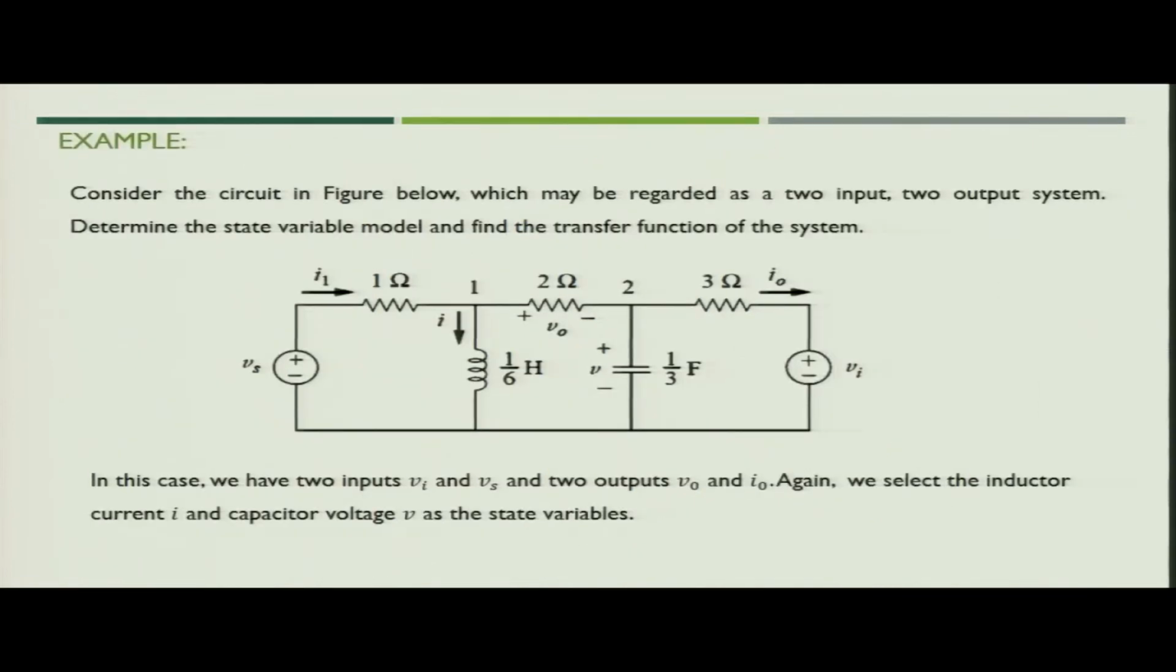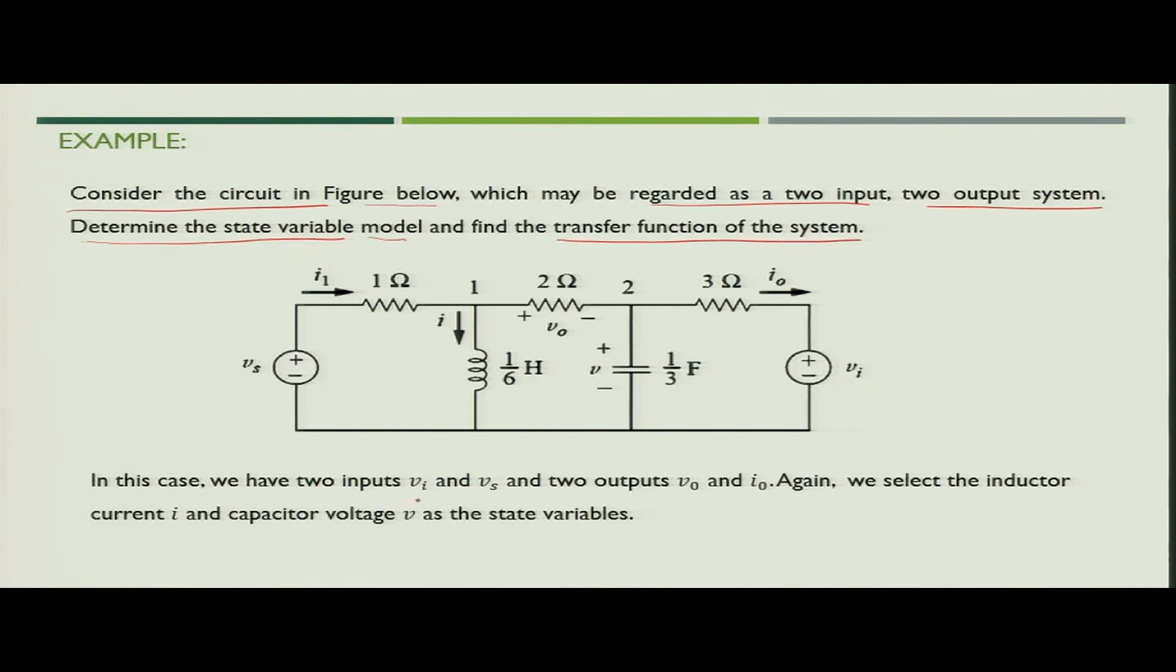Now, let us take another example. So, consider the circuit which is shown in the figure below, which may be regarded as a 2 input and 2 output system. In the previous case, we saw the simple single output system. Here we have a 2 input and 2 output system. In this case, we need to determine the state variable model and the transfer function of the system.